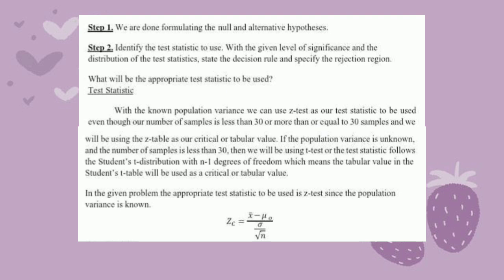Step 1. We are done formulating the null and alternative hypothesis. Step 2. Identify the test statistic to use with the level of significance and distribution of test statistics. State the decision rule and specify the rejection region. What will be the appropriate test statistic to be used? With the known population variance, we can use the z-test.